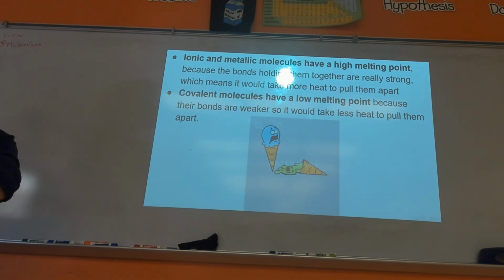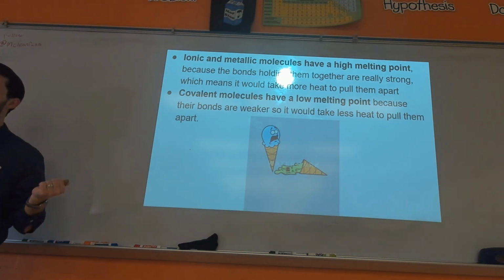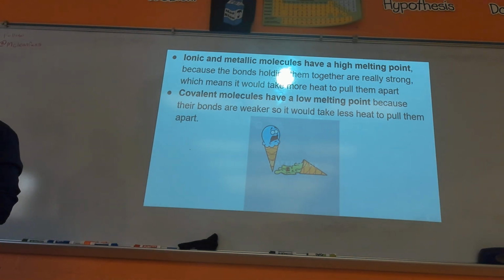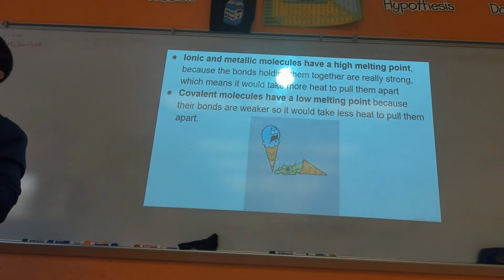Ionic bonds are super, super strong. So it would take a lot of energy, a high temperature, to break apart those bonds. Same with the metallic bond. Whereas covalent molecules, their bonds are going to be a little bit weaker. So I wouldn't have to raise the temperature as high to melt the covalent molecules, to break those covalent bonds. So ice cream is held together by covalent bonds. That's why it's going to melt pretty easily. You'd have to get ice cream made of metallic bonds. Don't do that. Anyways, okay.